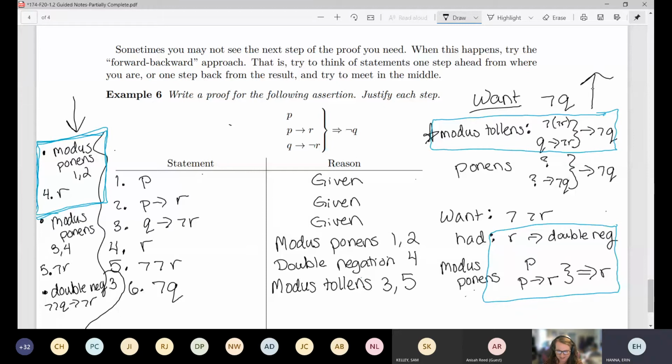Hopefully that made sense. I know I babbled through that one, but it was babbling because that's exactly how I would talk myself through it if I was doing this on my own. I'd say, okay, what do I have? How can I get there? What do I have? What can I get from that? What do I need? How do I get there? And kind of just meet in the middle.